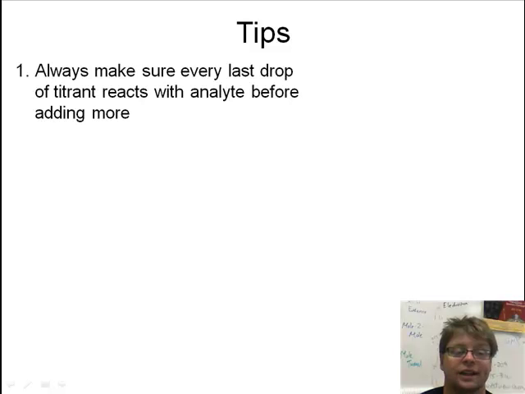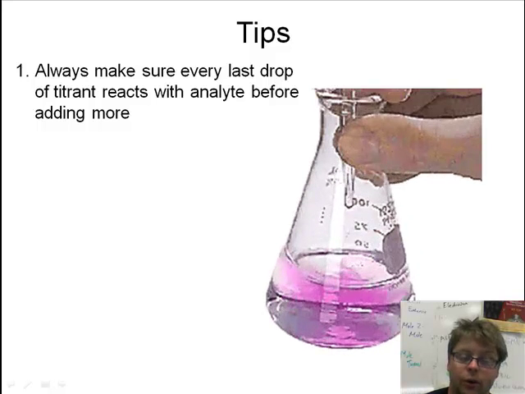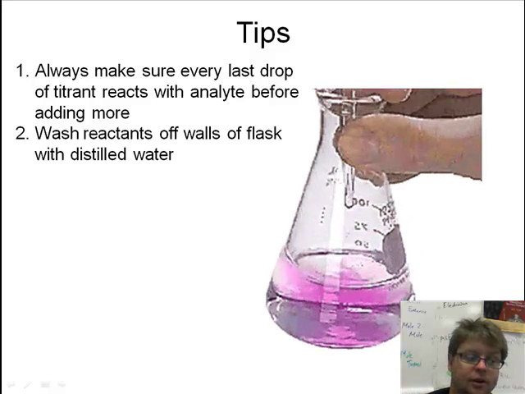Tips. Always make sure every last drop of titrant reacts with the analyte before adding more. So wait and be patient. Wash reactions off the wall of the flask with distilled water. You spray it down so the reactants can go into the solution. Swirl it constantly. So these are some things you can do when you're doing a titration.